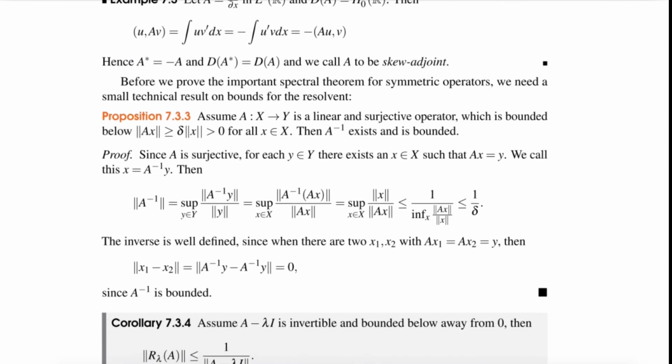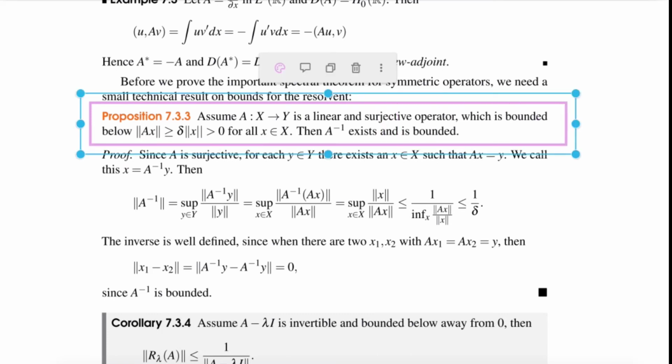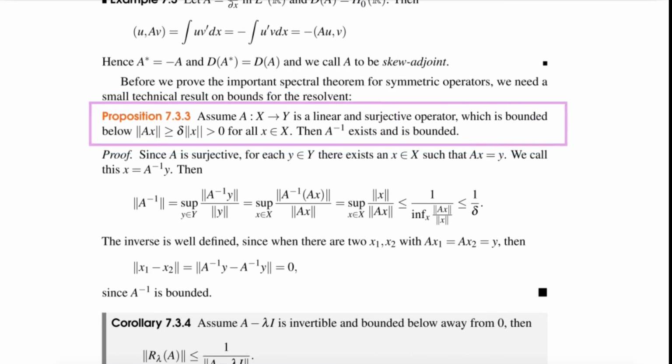So symmetric operators have a beautiful spectrum, which we come to in a minute. But before we get there, here is a little proposition which I need to prove first. This has to do with the inverse when we have a lower bound for the operator A. So let's assume A from X to Y is a linear surjective operator which is bounded below, so that the norm of Ax is always larger or equal to delta times the norm of x, with delta larger than 0, for all x in X. Then A inverse exists and is bounded.